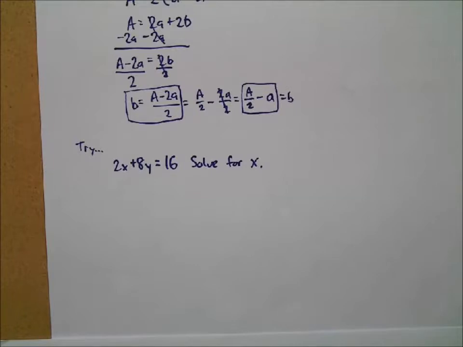You want x by itself, so it's plus 4y. How do you get rid of plus 4y? Subtract 4y from both sides. That 4y goes away, but with x. If you subtract 4y, that 4y disappears. 2 goes into 16, so it's 2 and 16.